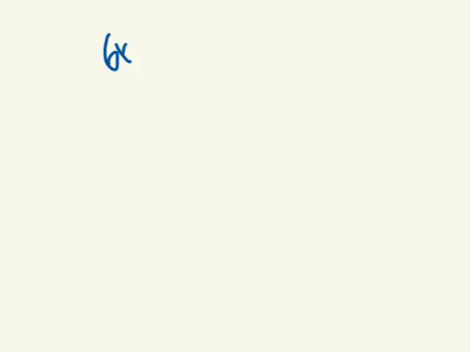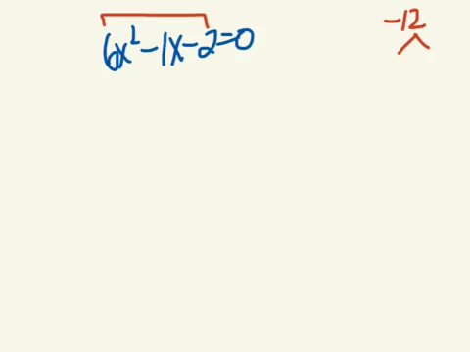So we have 6x squared minus 1x minus 2 is equal to 0. I'm going to go ahead and split the middle. Remember, you're going to start by doing 6 times negative 2, so negative 12. I always write out the pairs. We're looking for two numbers that multiply to give us negative 12, and at the same time add to give us a negative 1. So it looks like our pairs are 3 and 4, with the 3 being positive and the 4 being negative.